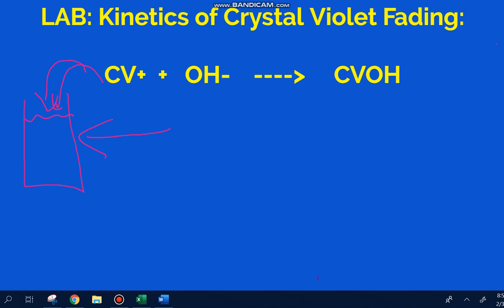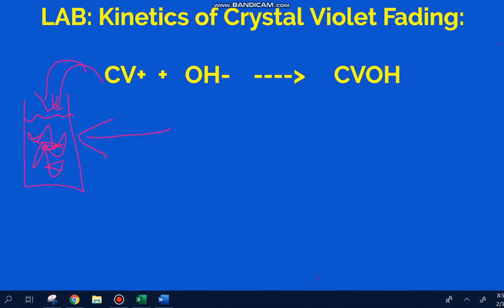What that's going to do is measure the absorbance, so how much light is absorbed in this solution. The darker it is, of course, the less light is going to be absorbed. So we will plot absorbance over time. The darker it is, the lower the number will be, and the lighter it is, the higher the number will be because it'll absorb more light. And we'll collect that data over time.